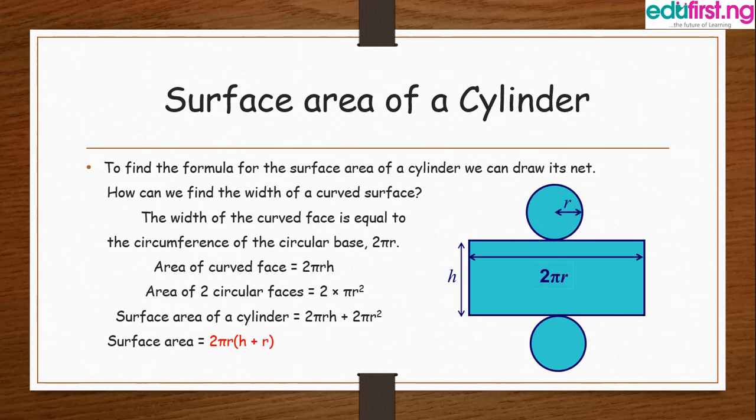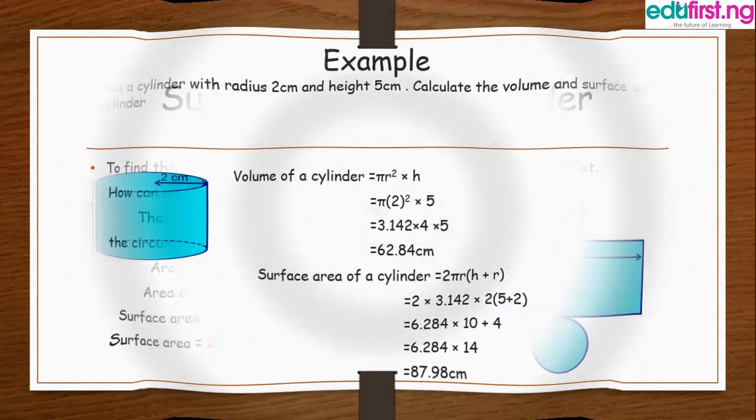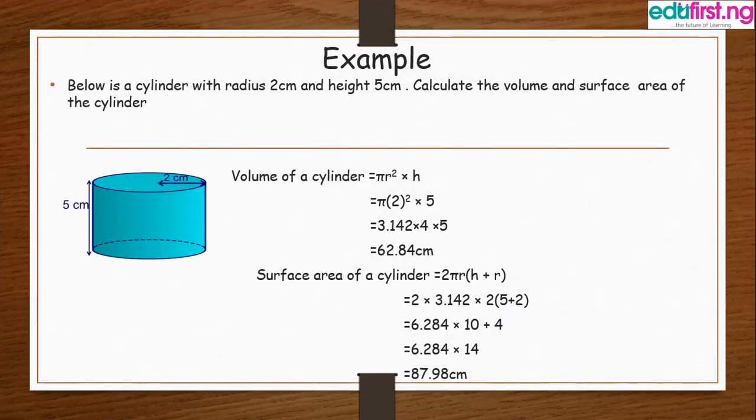So let's check some examples. Below is a cylinder with radius 2 cm and height 5 cm. Calculate the volume and the surface area of the cylinder. We are given a cylinder of radius 2 cm and height 5 cm. The formula for calculating the volume of a cylinder is pi r squared h. So we substitute the values given into the formula.